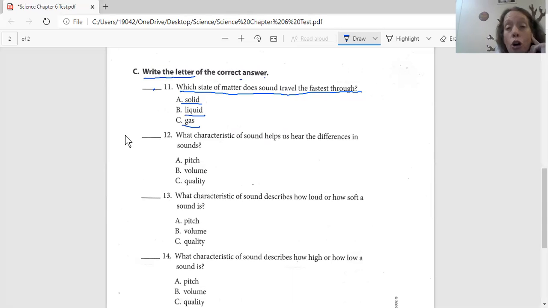Man, it seems like a long time ago that we did the states of matter. Remember that? That was way, way, way before Christmas and after Thanksgiving. It's been a long time since we've done those.